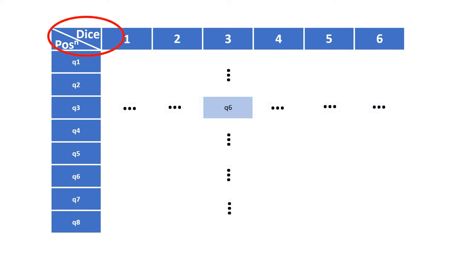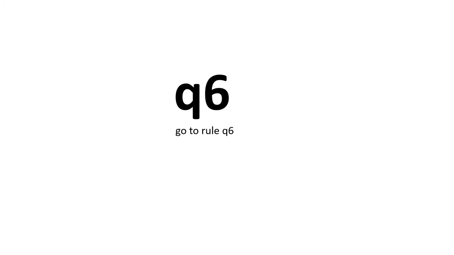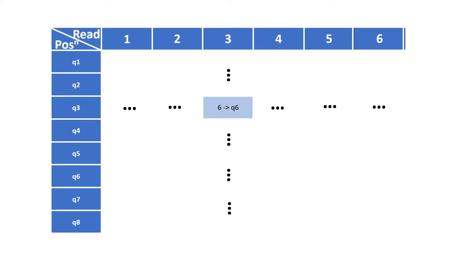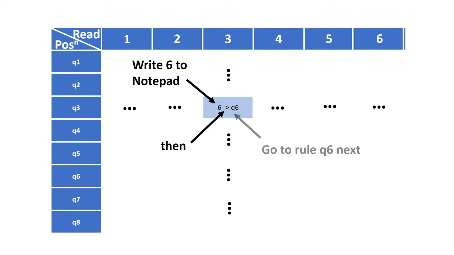I need to change this dice label to read symbol, and this behavior should be read, go to rule Q6 next. But now I have a write symbol to worry about, so I'm going to go from go to Q6 to this 6 followed by an arrow Q6. And that means write 6 on the notepad, then go to rule Q6. So when we look at it in the table, it should read, write 6 to notepad, then go to rule Q6 next.